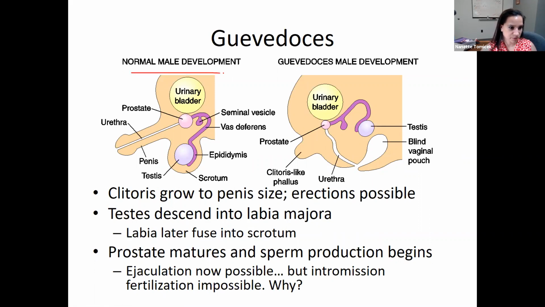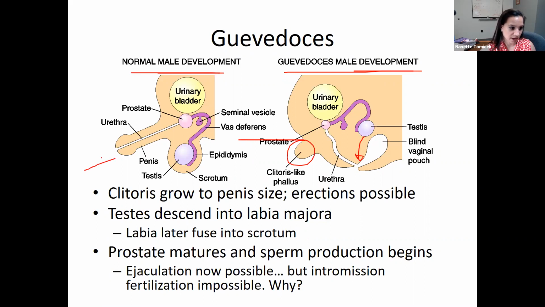So here's normal male development, we're familiar with that, and with huevodosis, the clitoris will start to increase in size. This would happen with anyone taking increased amounts of testosterone. That clitoris is going to grow, and the testes are going to start to descend. They'll move into the area of the labia majora, and the labia can even fuse a bit to form a scrotum. Sperm production is possible. This person is fertile.